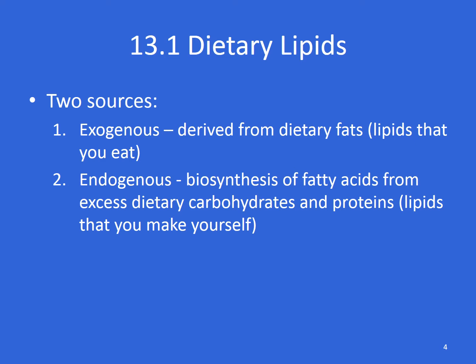Now, we're just going to be talking about exogenous lipids today. Endogenous lipid biosynthesis is kind of out of the scope of this class, but it is in your book. There's actually a pretty large chunk of it in your book if you want to read it. But today we're just going to be talking about exogenous dietary lipids.